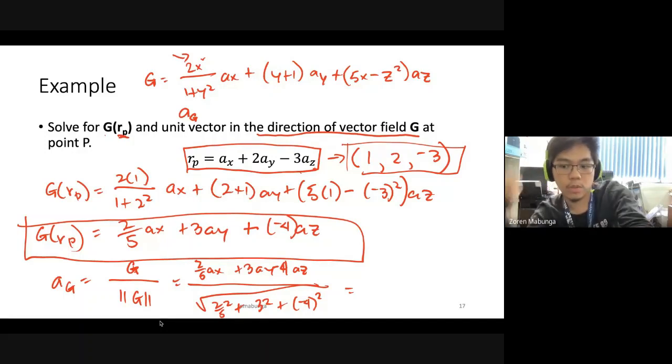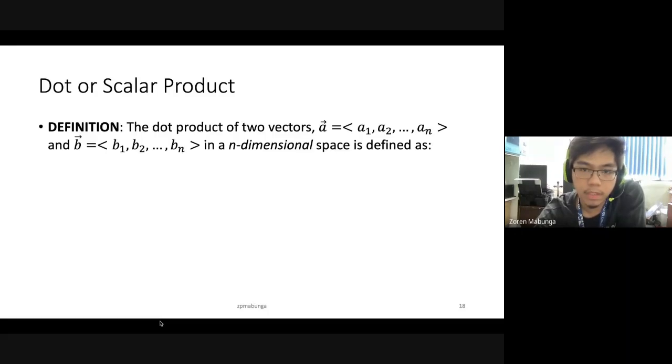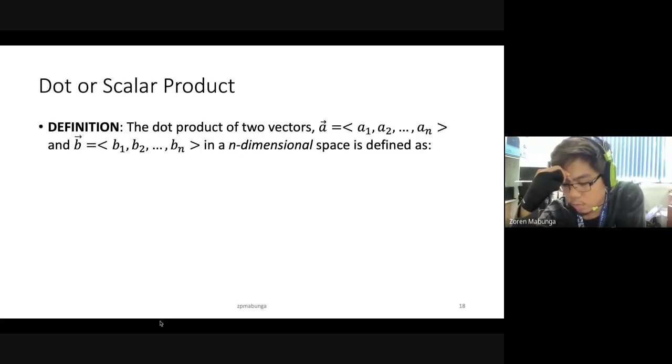Okay, so proceed tayo dito sa dot or scalar product. So the dot product, ito na yung kapag involved na yung dalawang vector. So meron kasi tayong two product. Yung naging result ng multiplication ng two vector. So yung una is yung dot product or scalar product.